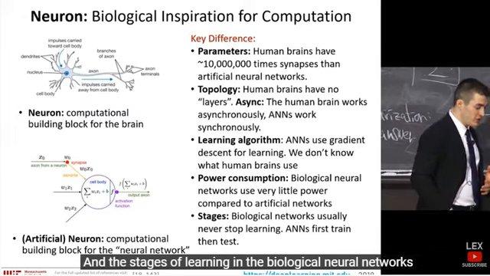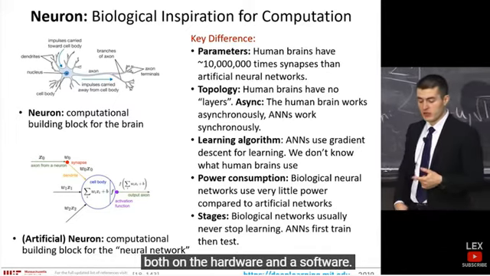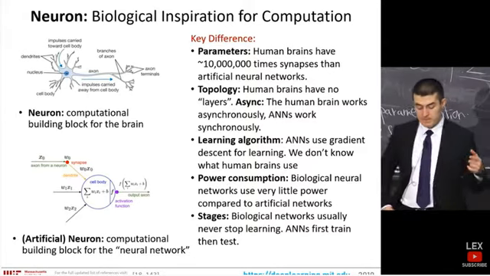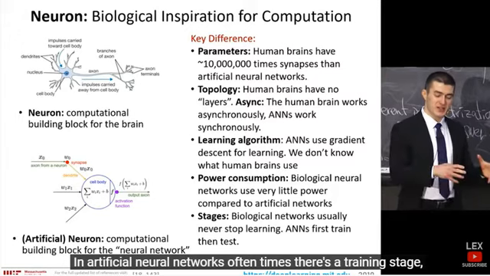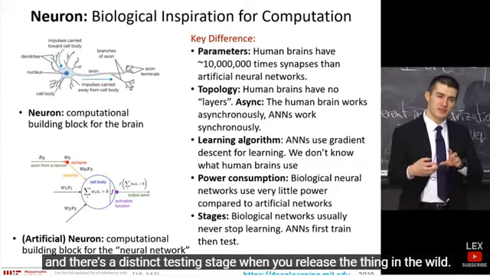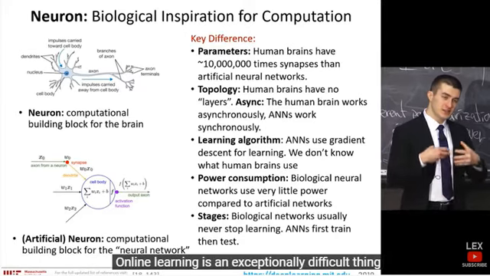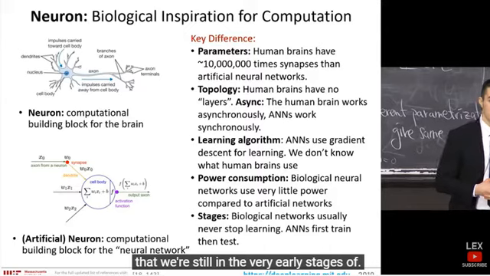And the stages of learning. In the biological neural networks, you really never stop learning. You're always learning, always changing, both on the hardware and the software. In artificial neural networks, oftentimes there's a distinct training stage, and there's a distinct testing stage when you release the thing in the wild. Online learning is an exceptionally difficult thing that we're still in the very early stages of.